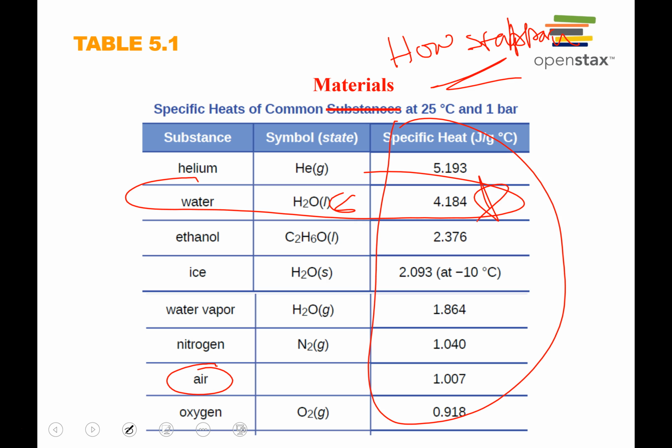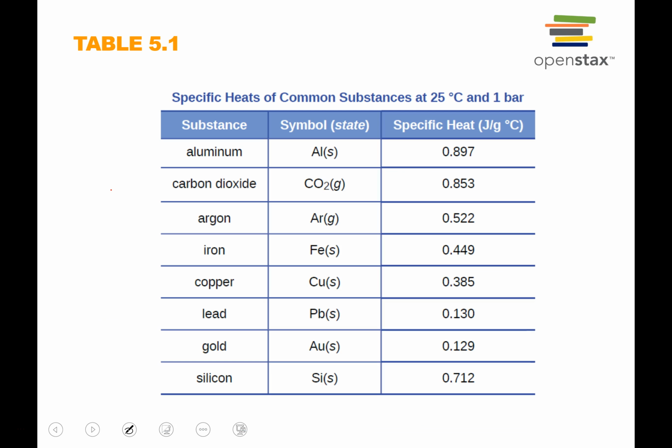All right. Before I move on, do you guys see this? When we talk about thermodynamic problems, you need to make sure that you know what the physical phase is. There's water liquid, water solid, water gas. Those have 3 different specific heats. So don't let that mess you up.